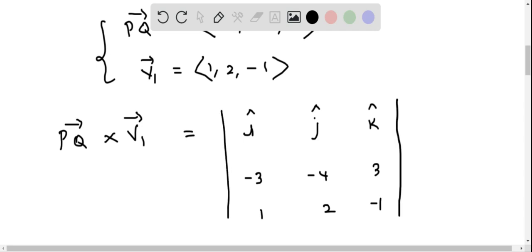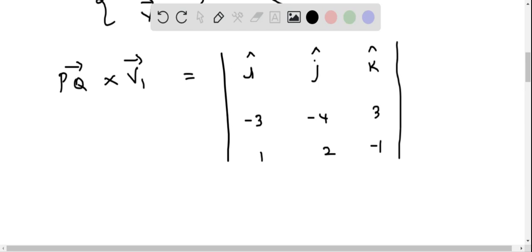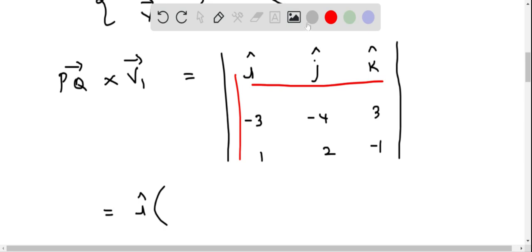And we have to evaluate this determinant. Let's evaluate this. So this equals, first I put i hat times, I have to leave the row and column representing this i hat. So when I leave it, I have to leave this column as plus, and leave this row. And then I have to evaluate the 2 by 2 determinant. We take the diagonal and subtract the cross diagonal. That is -4 times -1, the product is +4, minus the product of the cross diagonal, that is 2 times 3, which is 6.